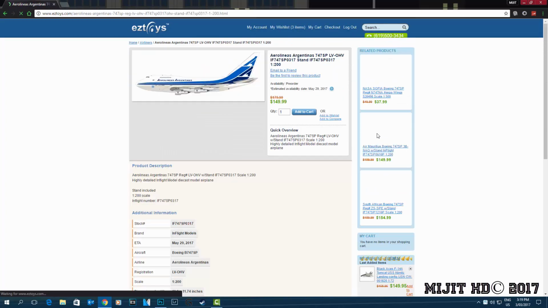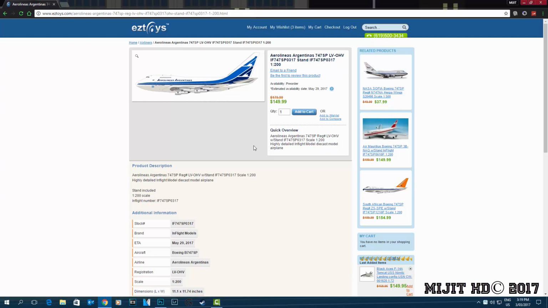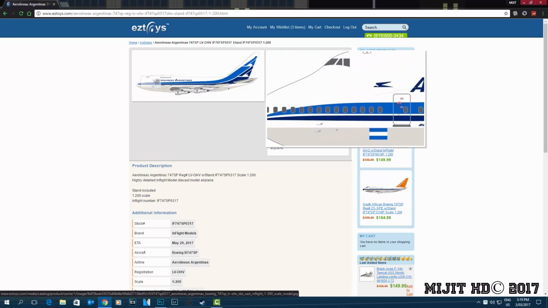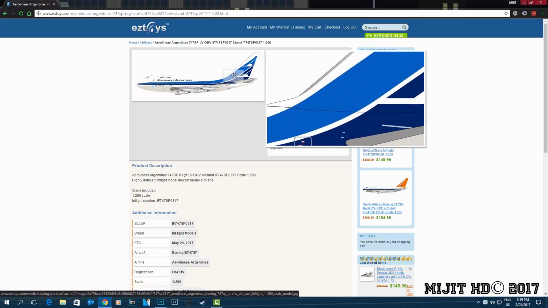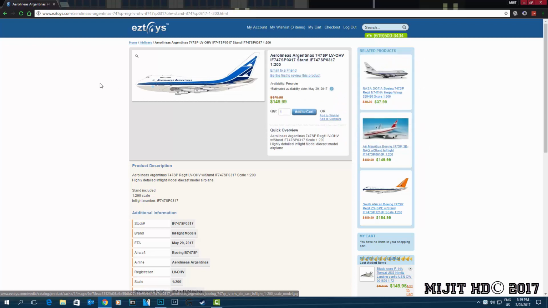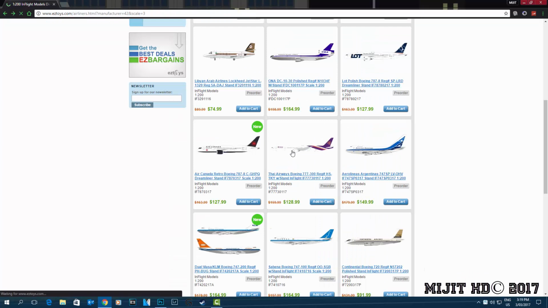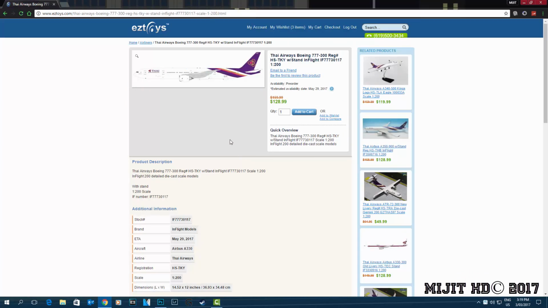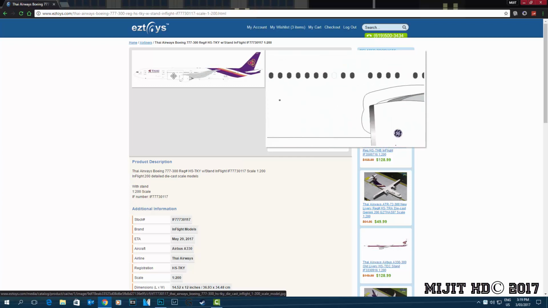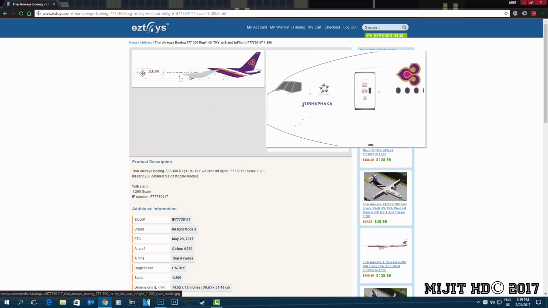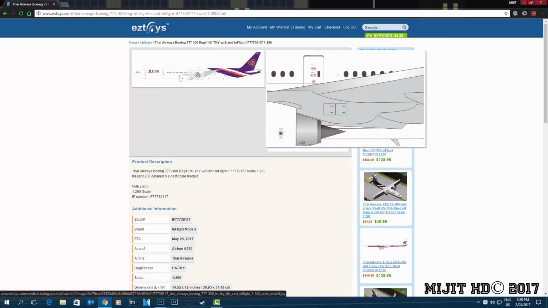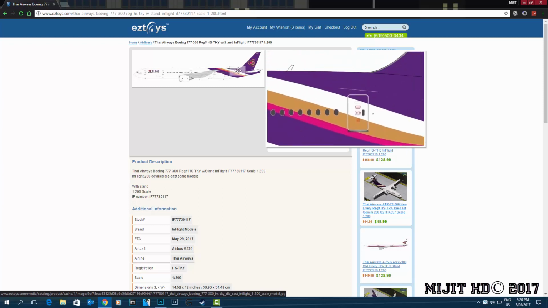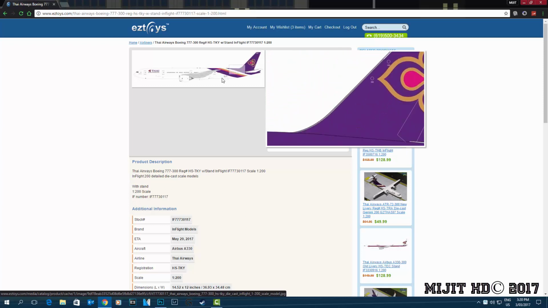Aerolíneas Argentinas 747SP, registration LV-OHV. Not a bad looking aircraft, but not one I want. Thai 777-300ER, HS-TKY. I'm not even going to try pronouncing that aircraft name because it was way too difficult for me. But yeah, it's a beautiful aircraft.